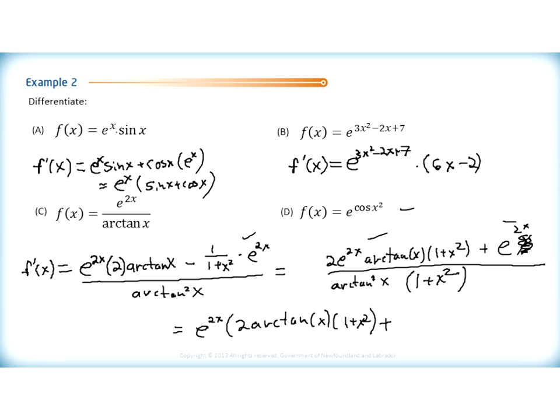Oh, look at me. That should be a minus sign. This was quotient rule. That's from over here. Sorry about that. All that's going to be left there is just a minus 1. Excuse me again. So that should be minus 1. And I think that's everything. Yeah, and then that's all over that really pretty denominator of arctan squared x times 1 plus x squared.